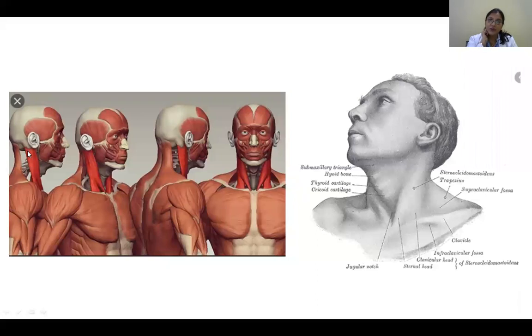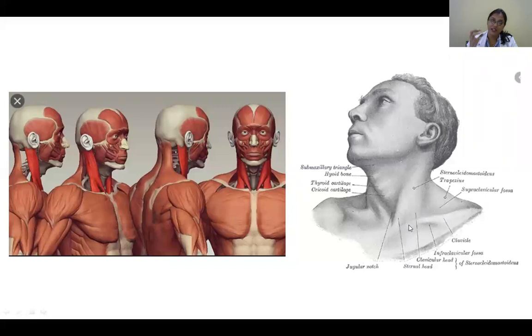So just touch behind your ear. You can feel the mastoid prominence. Okay, so that is your mastoid bone, the mastoid prominence. Then you can feel your medial end of your clavicle. And then you can palpate your entire clavicle. Okay, so you can see this is all the clavicle here.